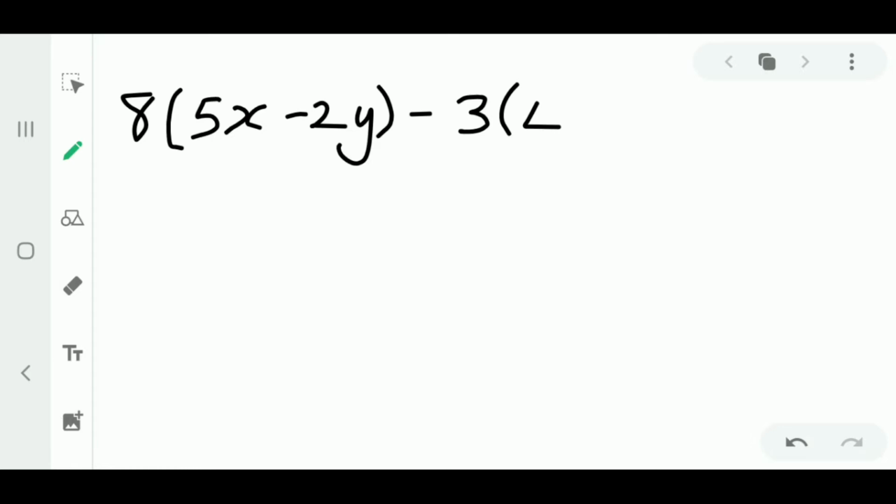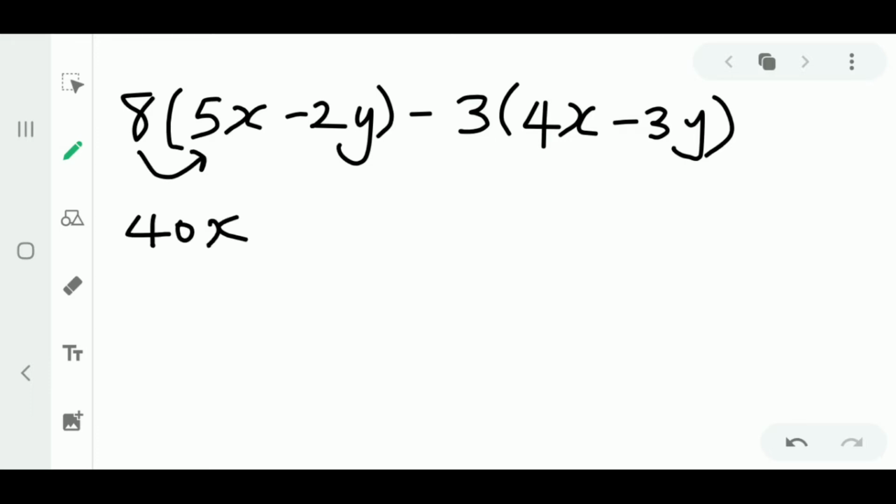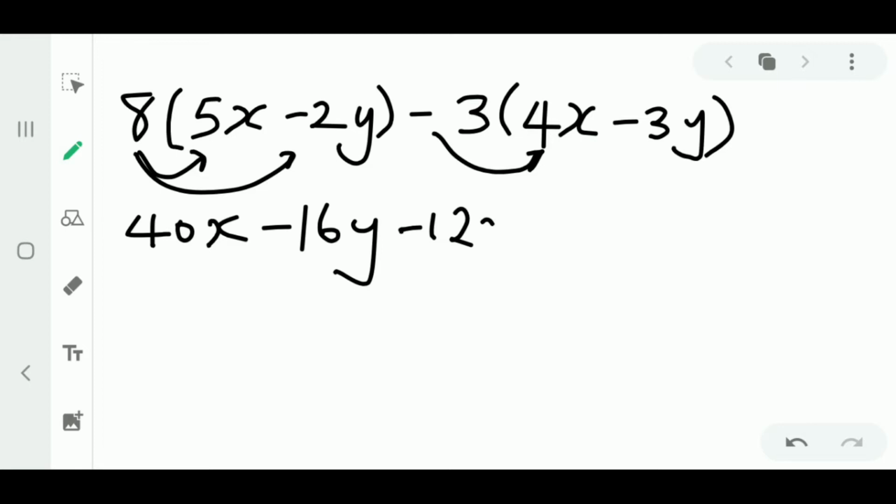Let's say we have 8 times (5x minus 2y) minus 3 times (4x minus 3y). First thing first, we expand the brackets. So 8 times 5x gives you 40x. Pay attention to the sign outside. So positive times negative, minus 16y. Then negative 3 times that there, we get minus 12x. Negative 3 times negative 3y gives you positive 9y.